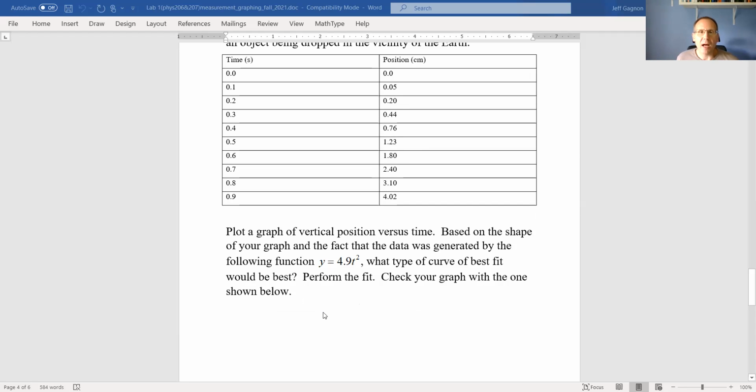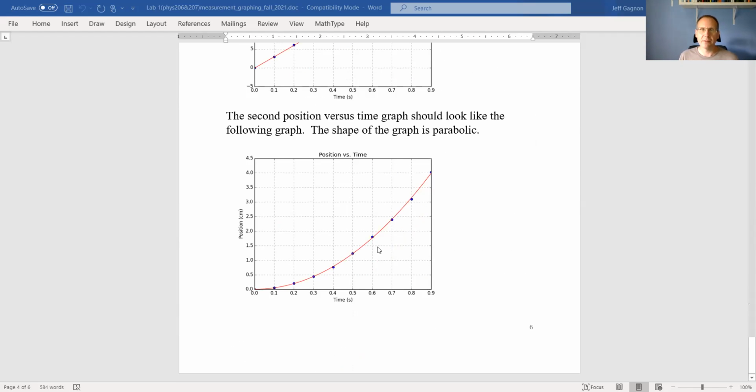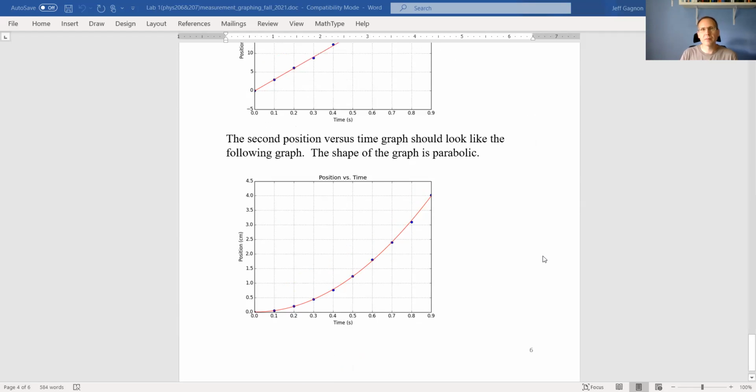So now I want you to plot a graph again of position versus time. So time will be on the x-axis again, position will be on the y. And now, since this data comes from this particular equation, y equals 4.9 t squared, this is going to be like a quadratic, right? It's going to be a parabola, the shape of the graph. So you want to do a quadratic fit. And you should find that it looks very similar to this graph. So it has this nice parabolic shape to it.